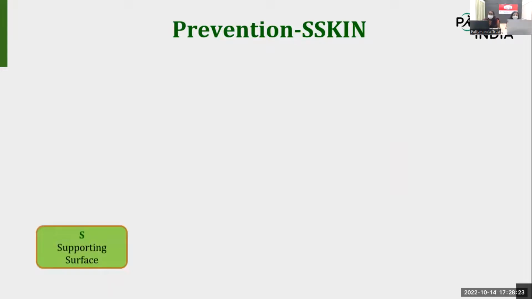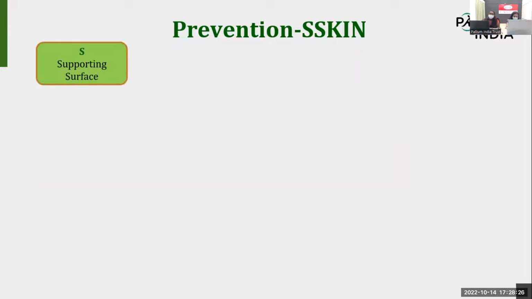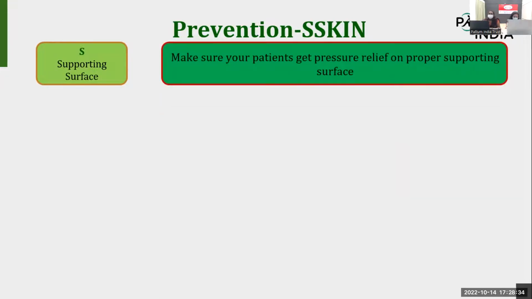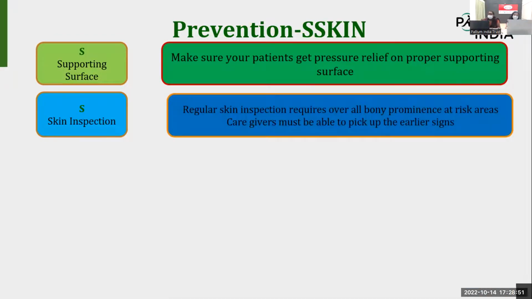Double SKIN. The first S is you have to think about the supporting surface. Whenever you see a bedbound patient, always think about the supporting surface. Make sure that your patient gets pressure relief on the proper supporting surface. Okay. And the next S is skin inspection. Whenever you turn the patient from one position to another, you have to give special attention to the bony prominence, and you have to teach the caregivers about the signs and symptoms of major changes of the skin.